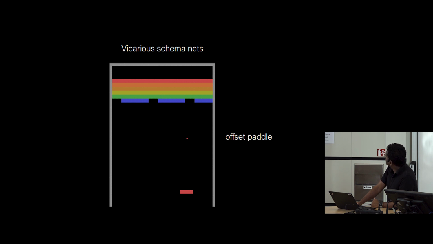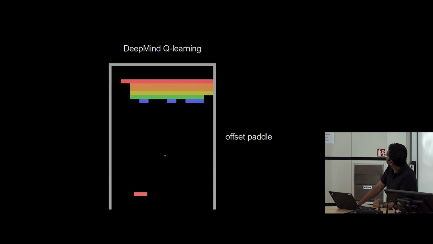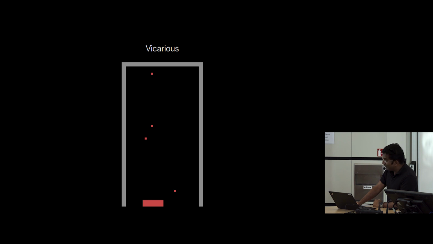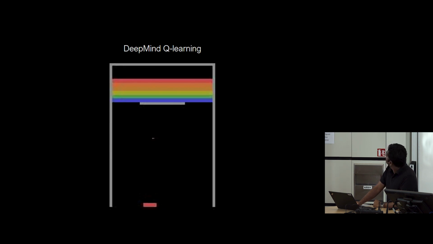So let's look at the offset paddle. This is what happens with Vicarious Schema Networks with offset paddle. It can play the game, no problem. And this is what happens with offset paddle for the DeepMind system. Our system can play with multiple balls, no problem. So it'll just keep hitting the ball back. So this is with a wall introduced in between. This is a wall which comes in between. Since the Q-learning model does not know anything about what walls are, what obstructions are, etc., it will just keep hitting back at the same wall, not earning any points.